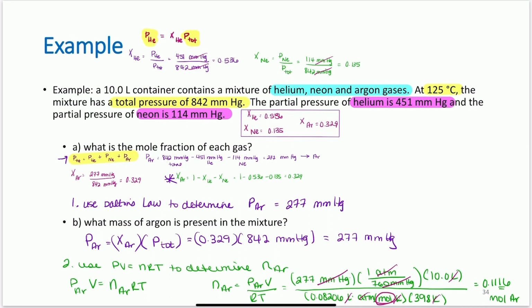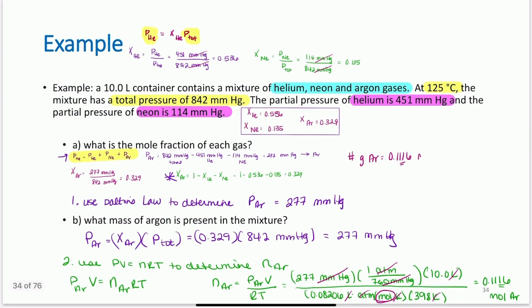Now that I've got my moles of argon, I can quickly figure out the number of grams of argon. 0.1116. I'm underlining that third one because that's where my sig figs are. Multiply that by the atomic weight of argon, 39.95 grams to 1 mole. And I get 4.46 grams of argon. So that gives my mole fractions and my number of grams of argon in this mixture.